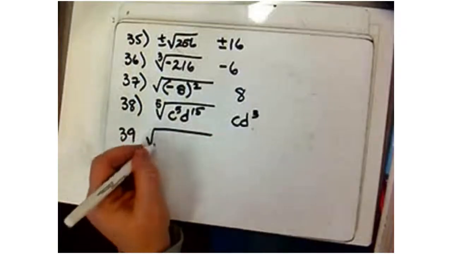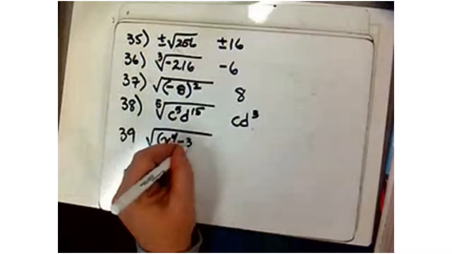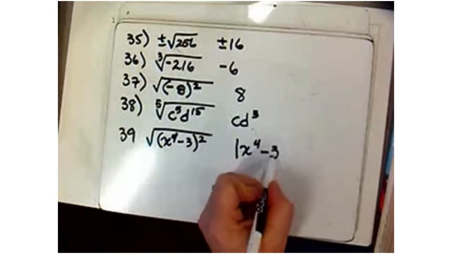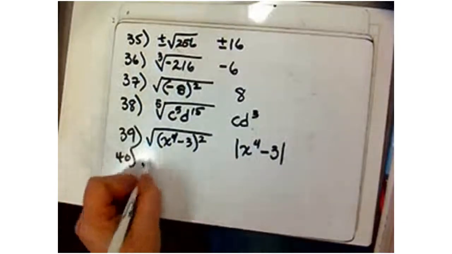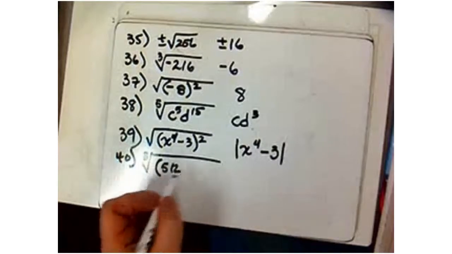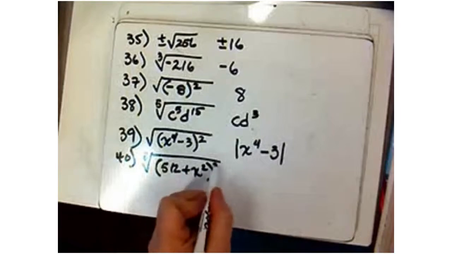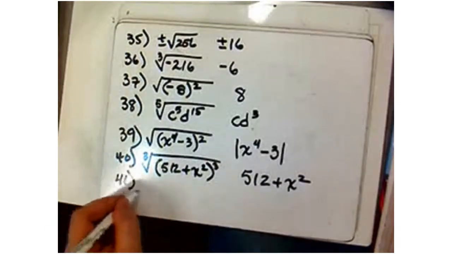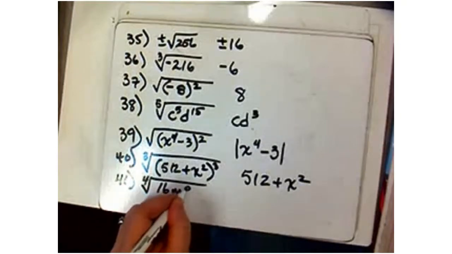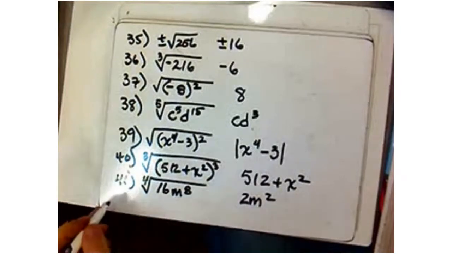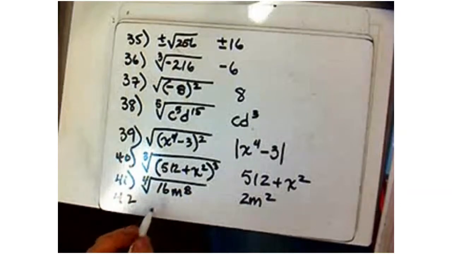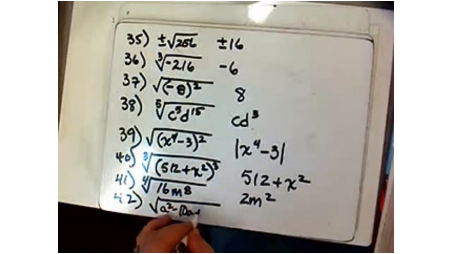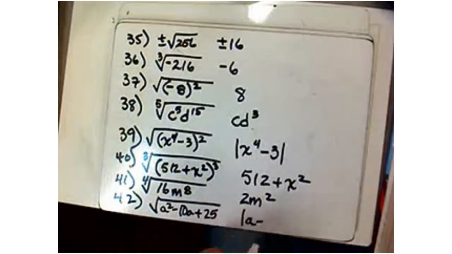39 is the square root of the quantity open paren x to the fourth minus 3 close paren to the second power. And the answer is the absolute value of x to the fourth minus 3. 40 is the cube root of open paren 512 plus x to the second close paren to the third power. And the answer is 512 plus x to the second. And 41 is the fourth root of 16m to the eighth. And the answer is 2m to the second. And 42 is the square root of a to the second minus 10a plus 25. And the answer is the absolute value of a minus 5.